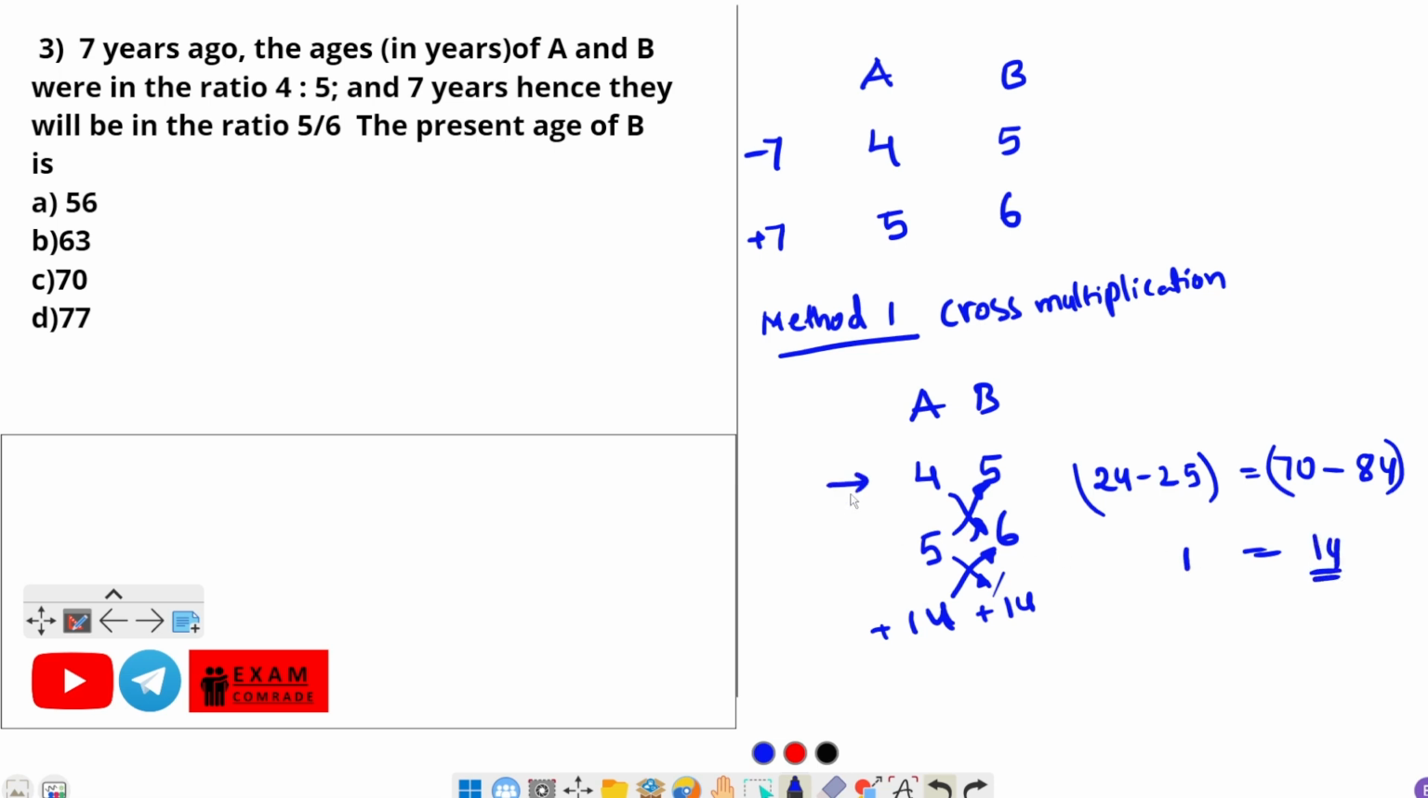So in the initial ratio, every value is 14. Here there are 4 times 14, that is 56. A's value is 56, 14 into 4 is 56, B's value is 14 into 5 is 70. What is asked in the question is the age of B. B's age is 70 plus 7. 70 is the age before 7 years, so we are adding 7. The answer is 77. This is method 1. Okay.